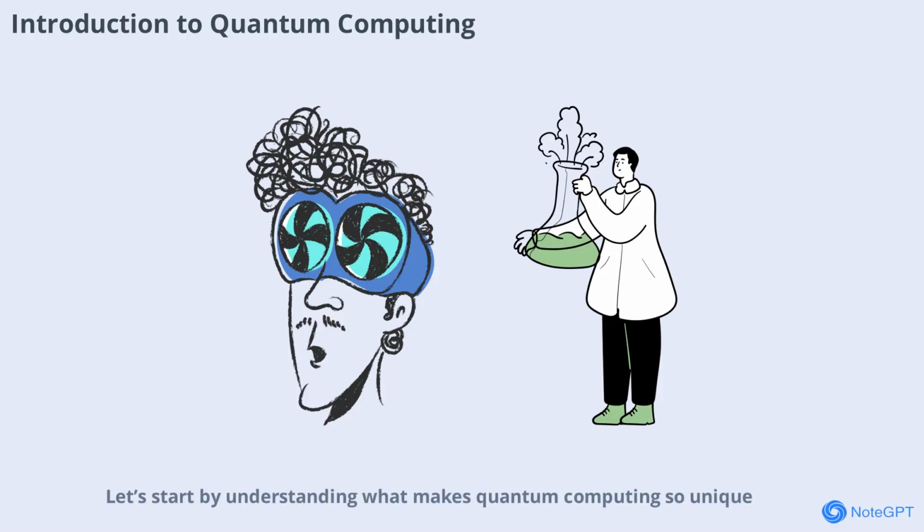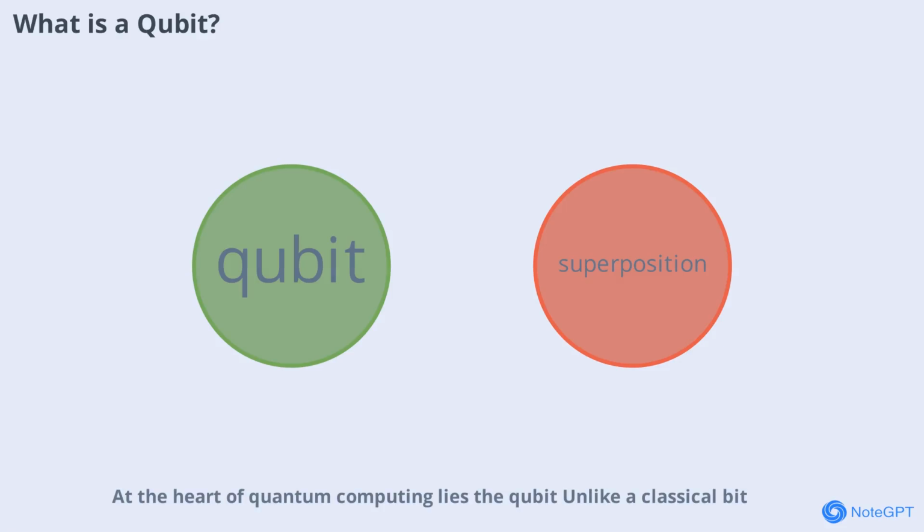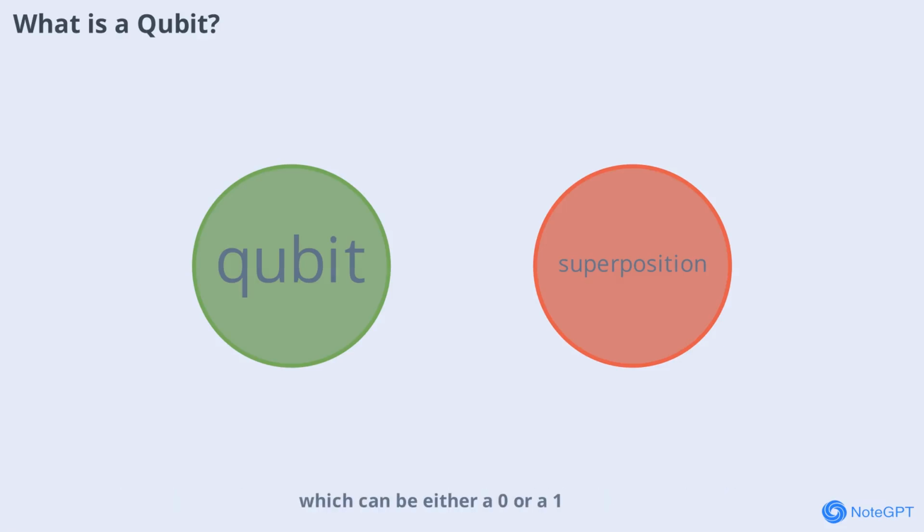Let's start by understanding what makes quantum computing so unique and why it's generating so much excitement in the tech world. The heart of quantum computing lies in the qubit. Unlike a classical bit, which can be either a 0 or a 1, a qubit can exist in a superposition of both states at the same time.